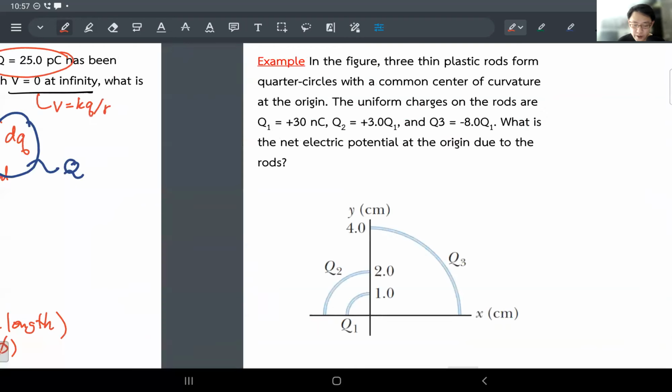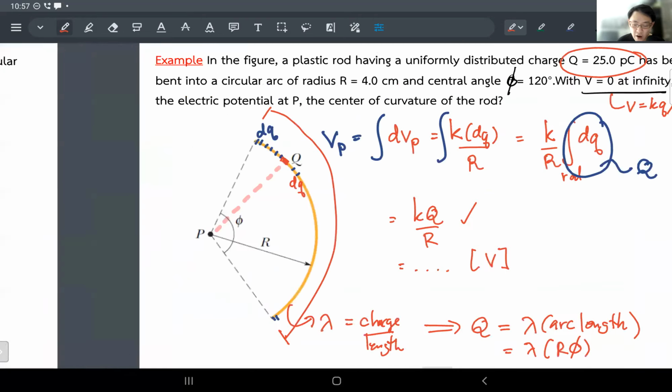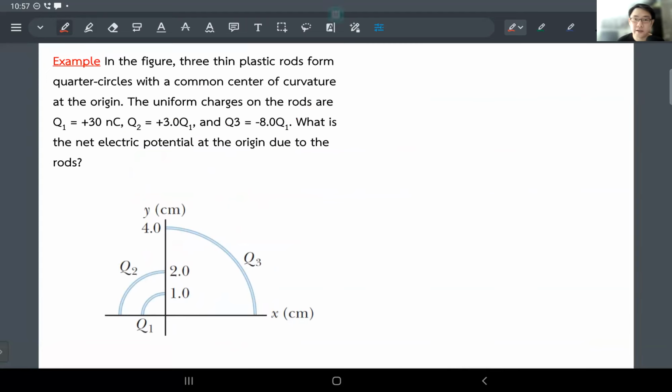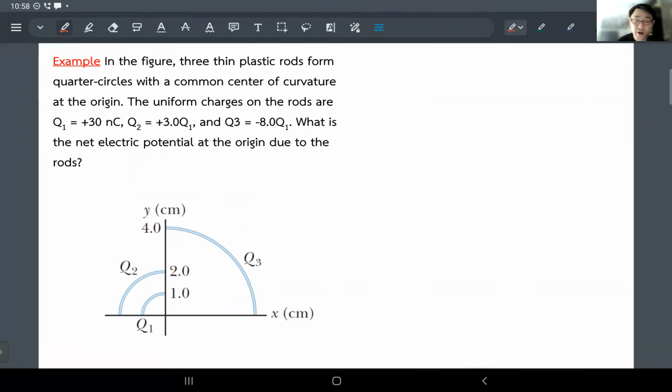Because from the previous problem, we already saw that once you have charges sharing the same location, all you're doing is K times the total amount of charge divided by the distance, right? You pull out the common factor K over R. Same thing will happen here. So let me give you the first rod over here. That's one radius. The second rod over there gives you another radius. And the third rod over here is another radius.